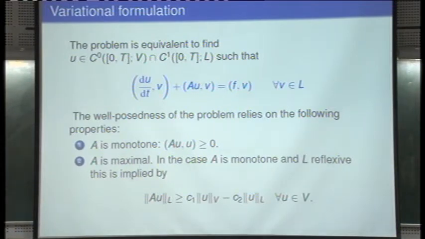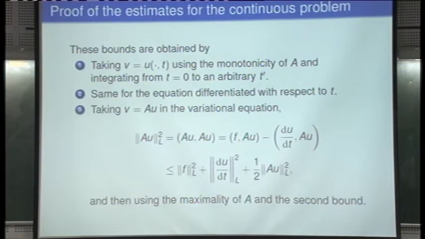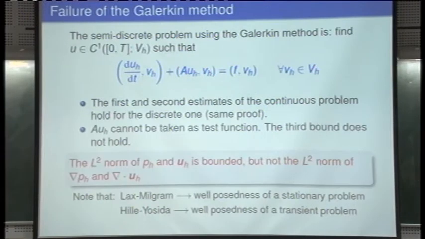What does that mean? It means that I take the test function, the first component equal to the gradient of the pressure, and the second component equal to the divergence of the velocity. That's how the second bound is obtained, okay? This is very important. What happens when you do numerics, when you do finite elements? The failure of the Galerkin method to approximate the wave equation in mixed form.